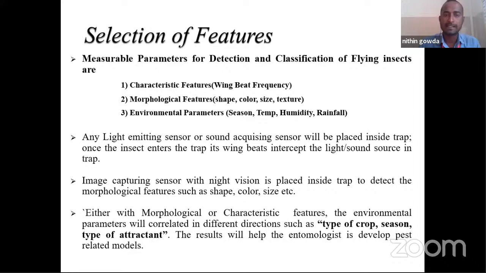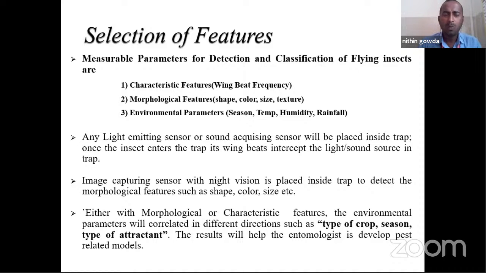Like that, these are the 3 parameters which you can use for identification of insects. One is characteristic feature: how it behaves, how it flies, what the wing beat frequency is. Another is morphological feature: how it looks, what the texture, color, shape, and size are. Next is based on the environmental parameters. This third feature is not applicable for all insects, only for selected insects which grow in a particular season, in a particular suitable environmental condition.